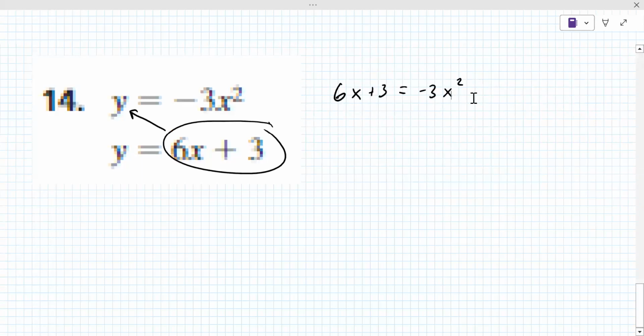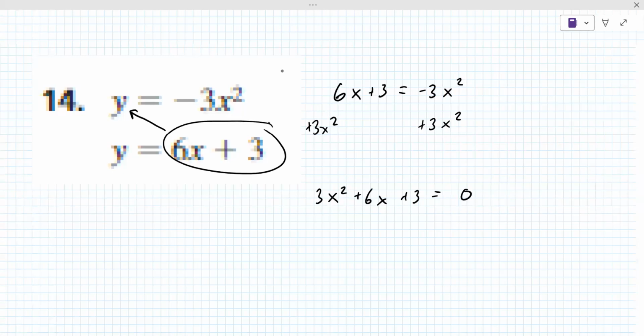So you have to decide, okay, I'm going to factor, I'm going to bring it over, I'm going to complete the square, I'm going to do something else, right? That's what you have to decide here. I would recommend moving the 3x squared to the left. So that's 3x squared plus 6x plus 3 equals 0. And then the first type of factor you always try is GCF.